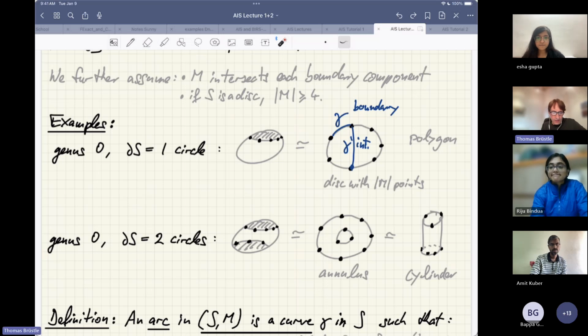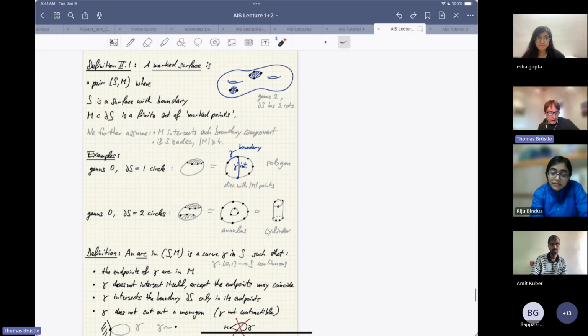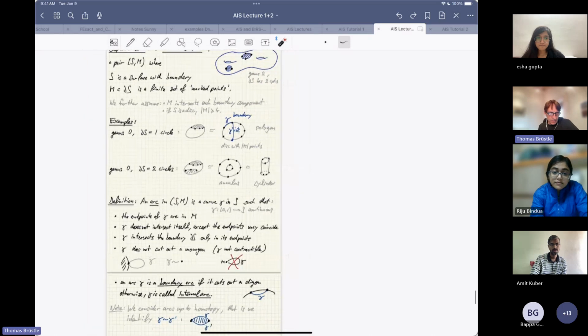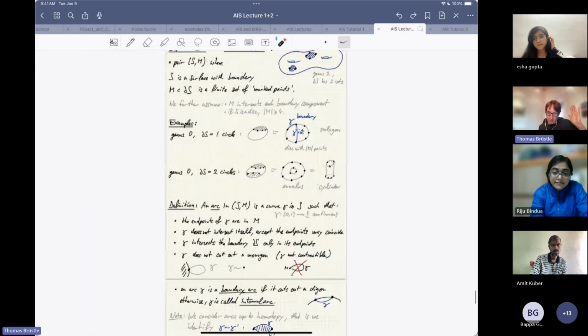Okay. Then I would say let's leave it here. We have established the notion of arcs on a marked surface, and we continue from there tomorrow. From tomorrow we will study triangulations of surfaces. That's good.